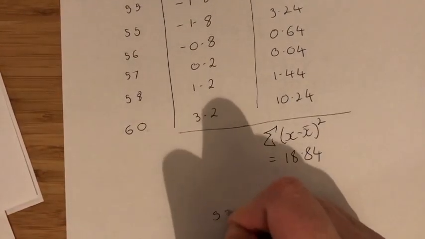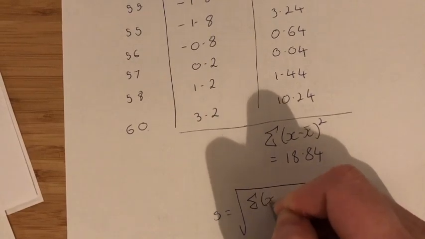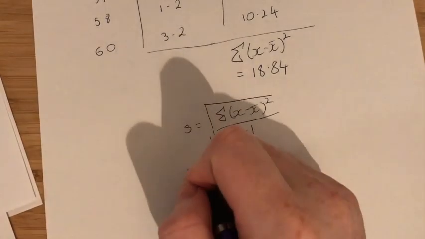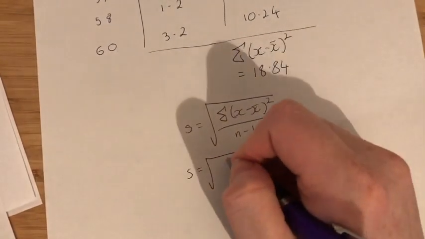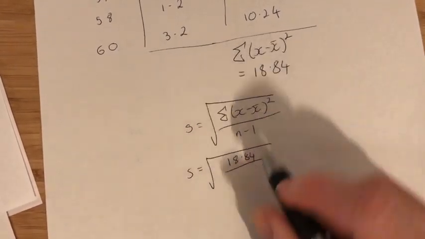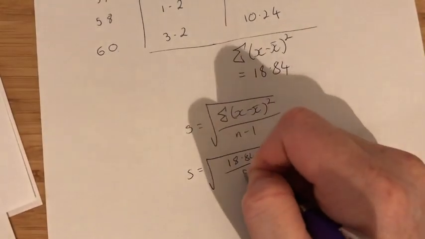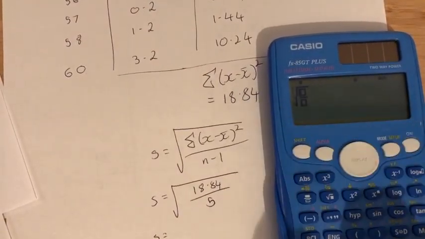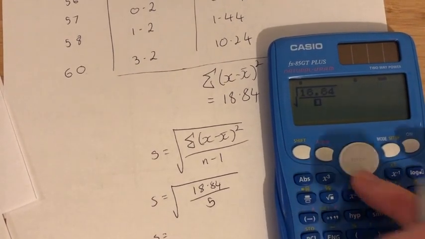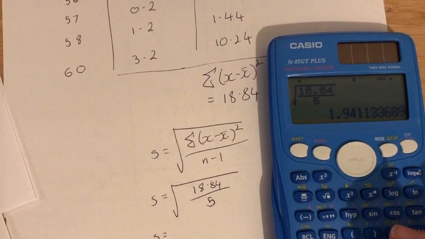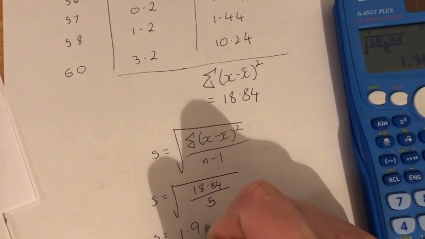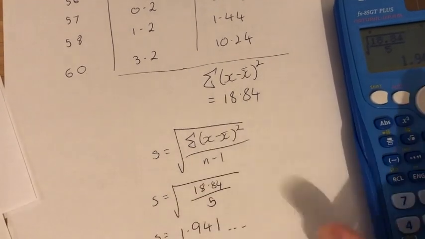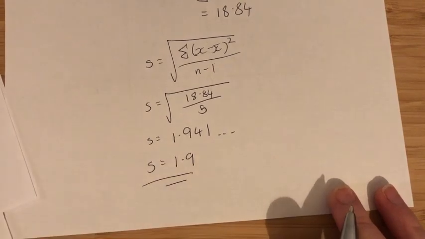And final bit, we substitute that into our equation, which I'm copying from the formula sheet here. So we've worked out that numerator there under the square root, 18.84. We have 6 data values, so n minus 1 becomes 5. And our standard deviation, 18.84 divided by 5, 1.941 dot dot dot, which I'm going to round to 1.9. And that's you with the standard deviation.